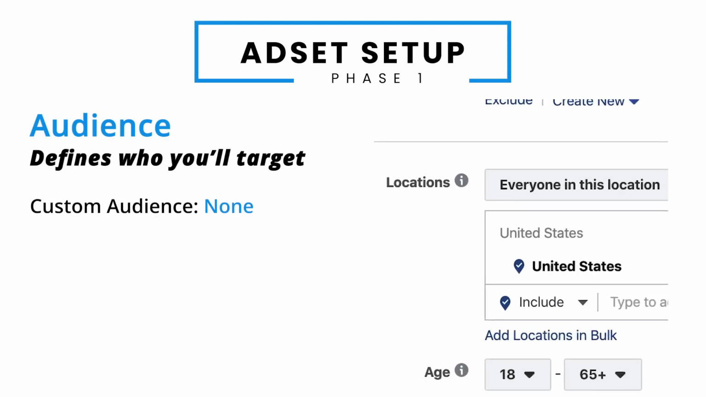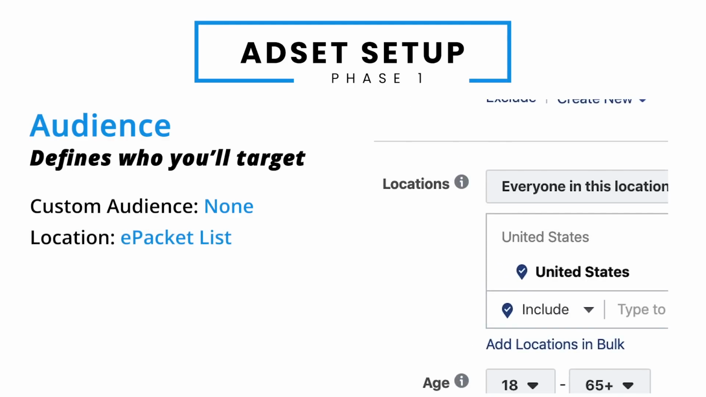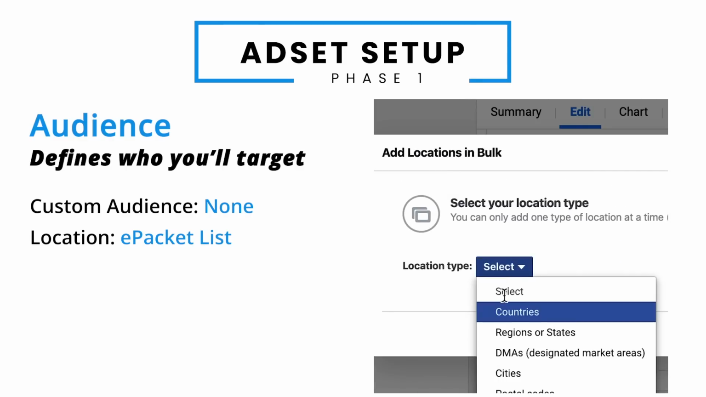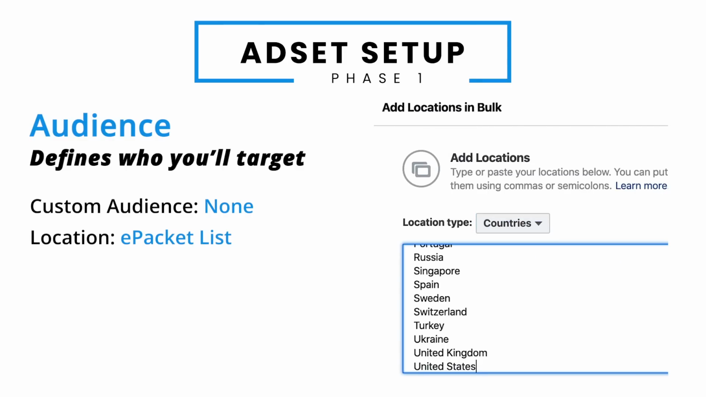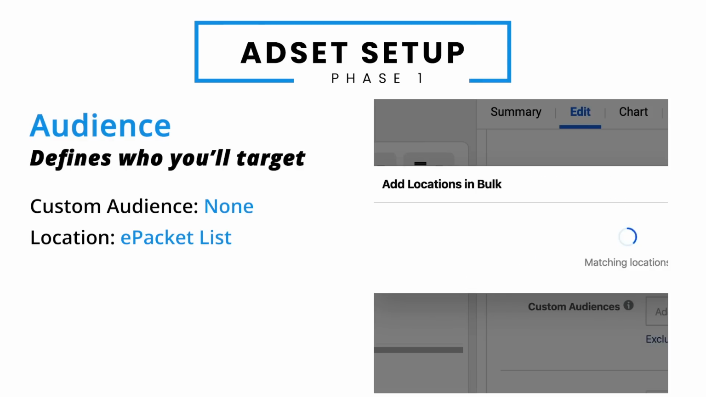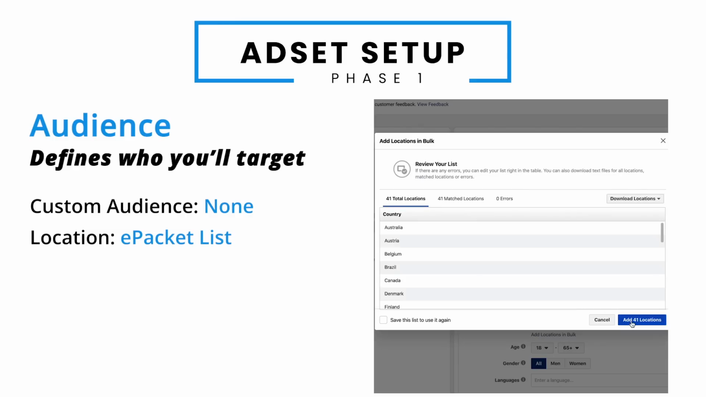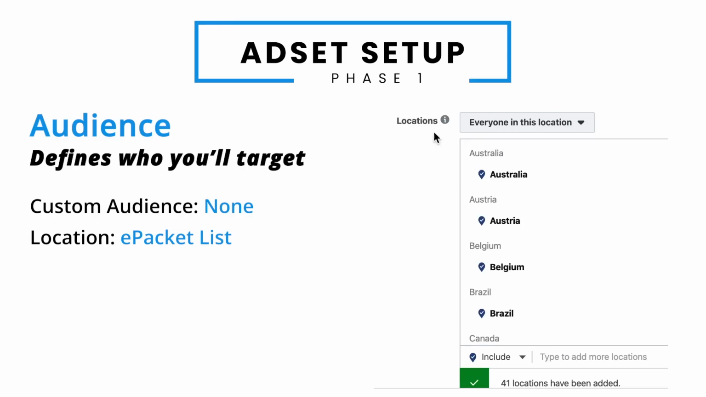Next, you get to choose the location of your target audience. It's important that you choose the right countries for your product because results will be very different between locations. Luckily, you can let Facebook do the thinking for you by targeting multiple countries at once. We recommend you test products using our special e-packet list, which includes all the countries that qualify for e-packet shipping from China, minus a few countries that we found to be a waste of money.